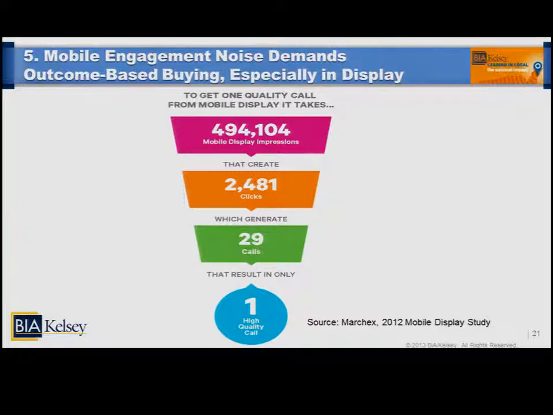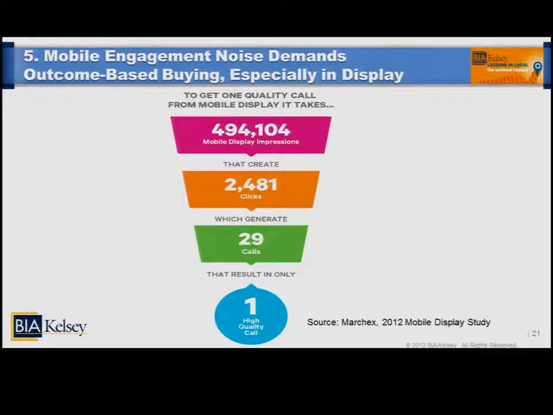And so I didn't talk about the data exactly. This is, I think, more than a dozen campaigns from 7 mobile display networks, and on average, it took 500,000 impressions to generate 2,500 clicks, 30 calls, and 1 high-quality call. And it says a lot about if you're the type of business that values calls and that's your end game, you shouldn't be running CPM-based campaigns. And if you do, you're probably overpaying and not getting the results you want either way.